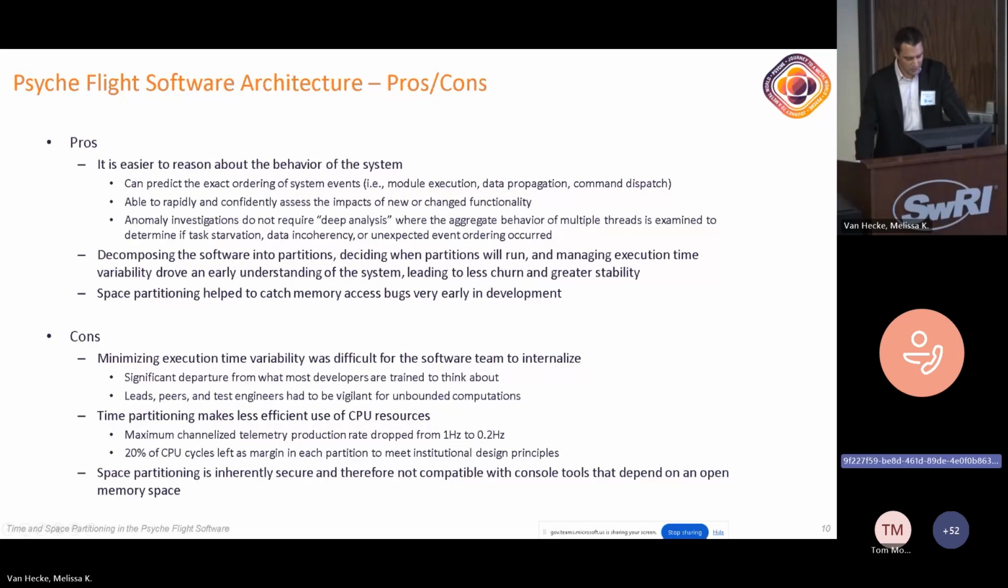And also, this may sound like a pro, which is space partitioning is inherently secure. But if you have a tool set that likes to be able to peek and poke memory anywhere in the system, those space partitioning boundaries can become onerous, right? So it could affect testing.